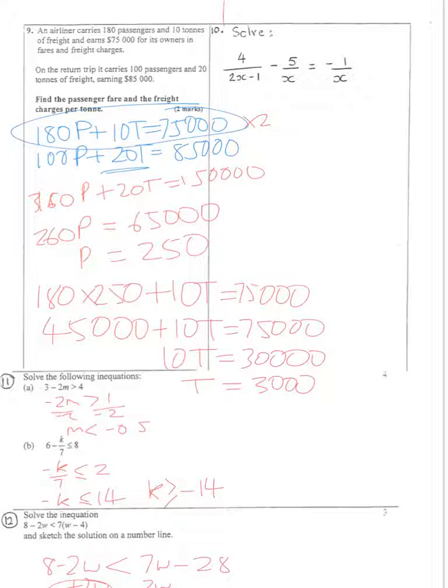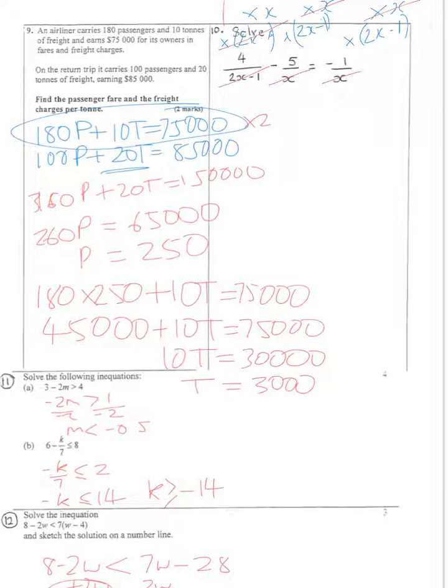Okay, 10. Now, this is quite a difficult one, but we'll have a go at it anyway. So the whole thing about this is to get rid of the denominators first. So to get rid of 2x minus 1, we are going to times everything by 2x minus 1. To get rid of the x on the bottom, we're going to times everything by x. Okay, so the 2x minus 1 will cancel that. This x will cancel this x, and this x will cancel this x. So we now have no fractions.